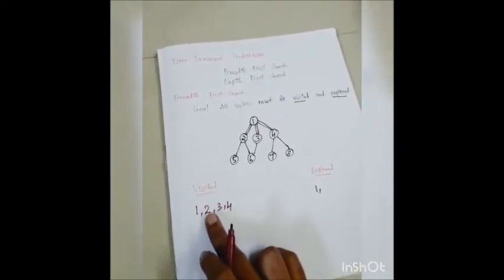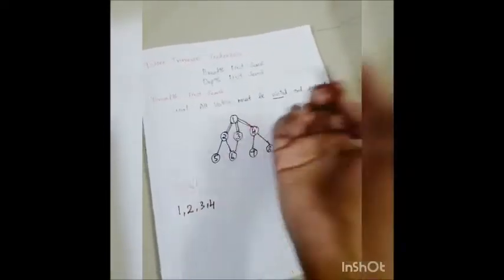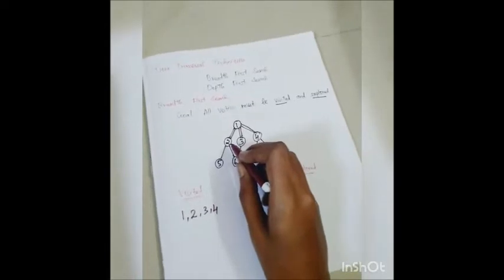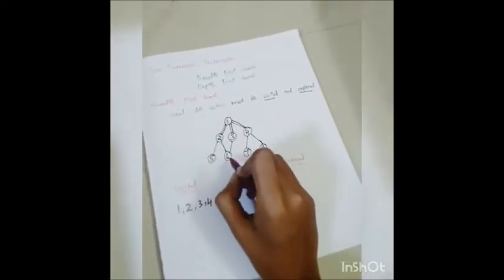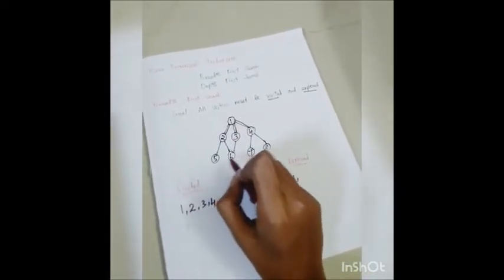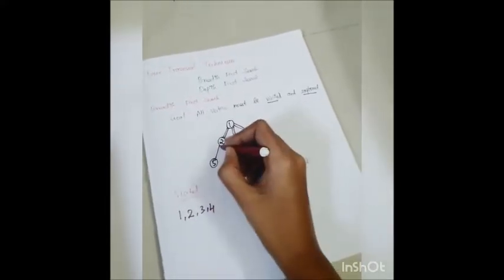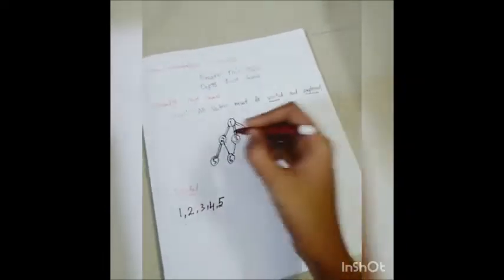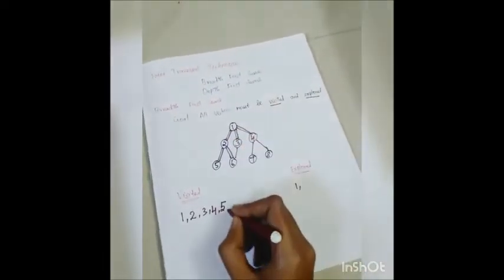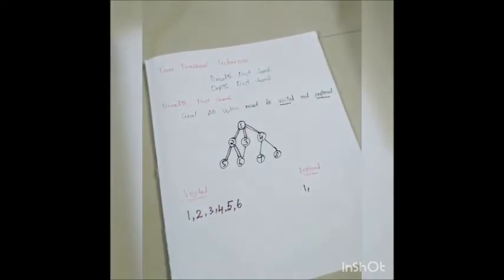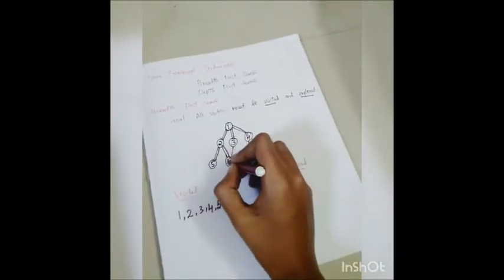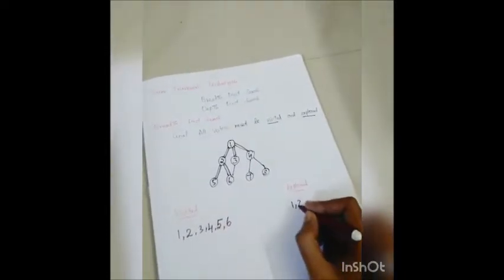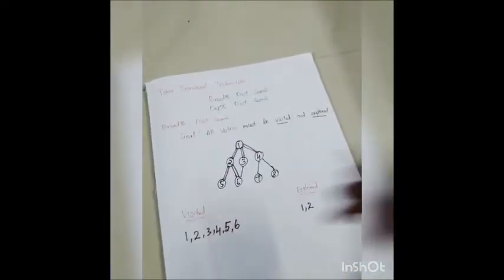Now I will go to vertex 2. Vertex 2 has already been visited. Now I have to explore vertex 2. Vertex 2 has 2 adjacent vertices, vertex 5 and vertex 6. Now I will go to vertex 5. Vertex 5 has been visited. Then to vertex 6, vertex 6 becomes visited. Now adjacent vertices for 2 have been visited automatically. Now vertex 2 has been explored.